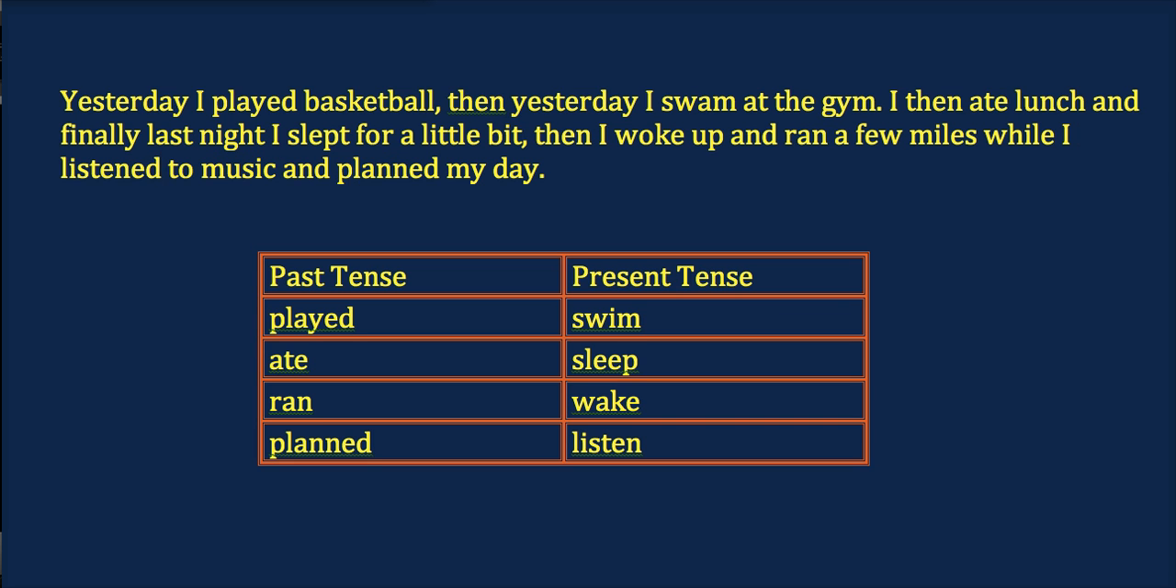Yesterday I played basketball, then yesterday I swam at the gym. I then ate lunch, and finally last night I slept for a little bit. Then I woke up and ran a few miles while I listened to music and planned my day. So they are all consistent. They are all in the past tense. There no longer is that shift in verb tense that creates a problem.